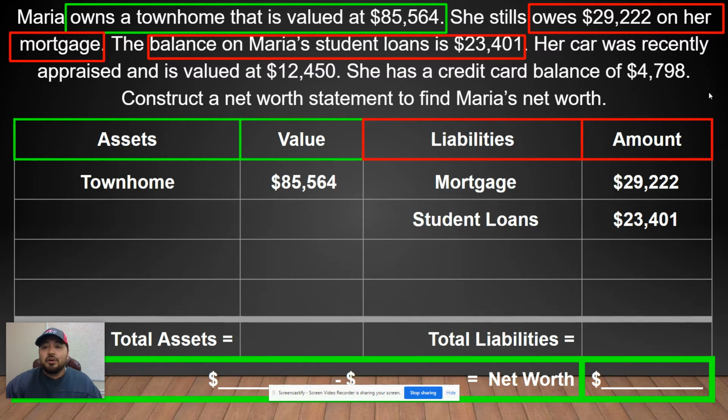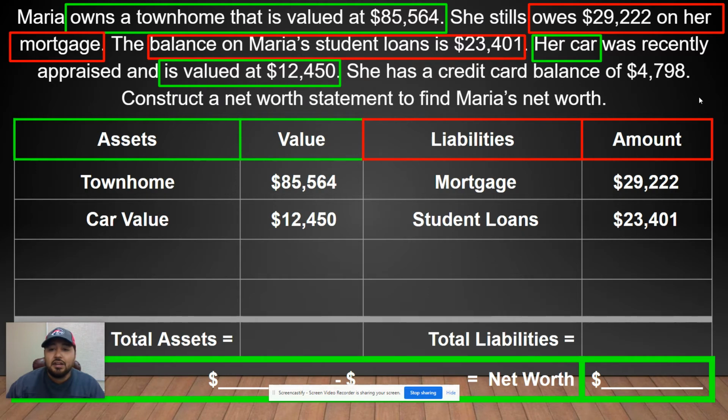All right, so her car was recently appraised and is valued at $12,450. That is definitely something she owns, and it has value and brings positive value to her net worth. And so that is going to go into the asset column. She has credit card balance.